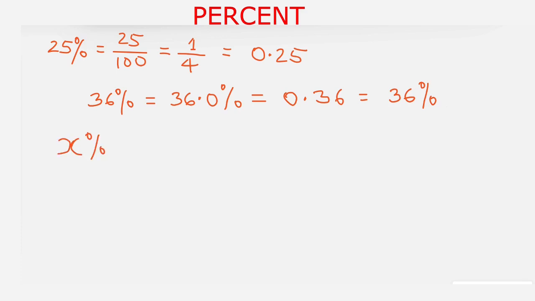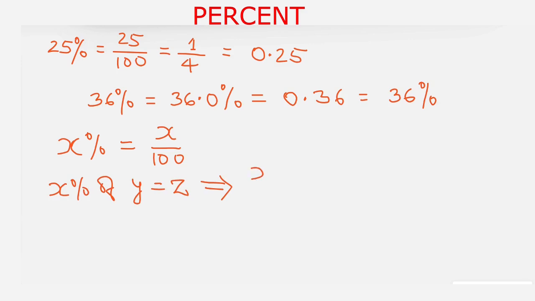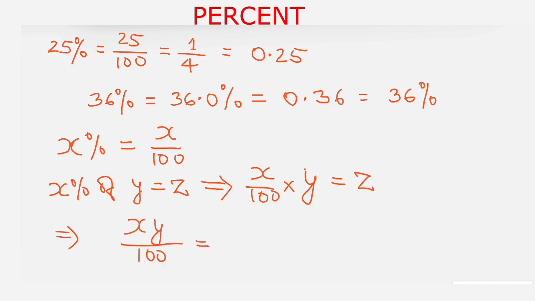Further, x percent means x out of 100 or x over 100. Similarly, x percent of y equal to z can be written as x over 100 multiplied by y equal to z. This is x into y over 100 equal to z. If we know any two out of x, y and z, we'll be able to find the third one.